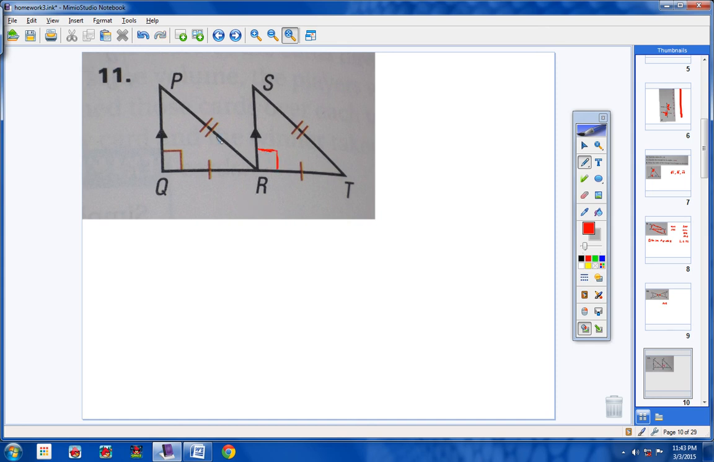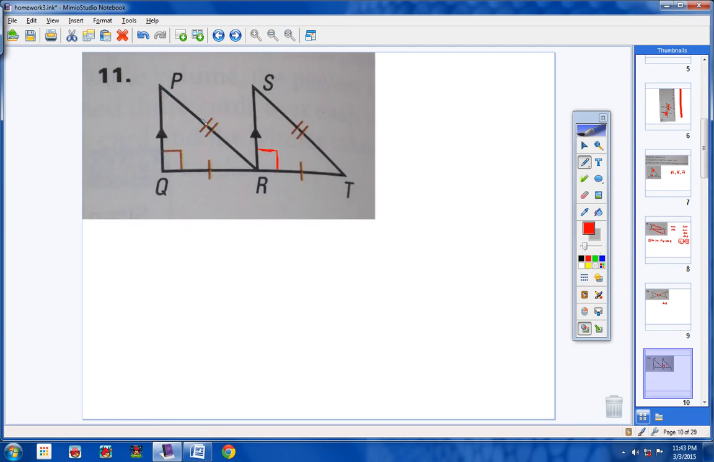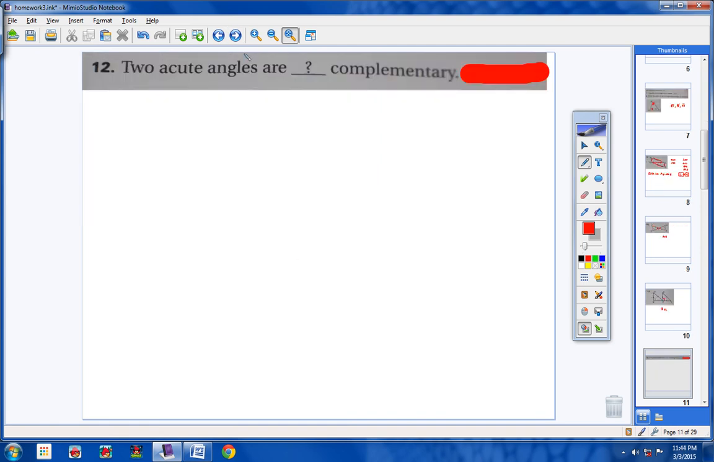Now look what I have in this right triangle. Let's go way back here. I told you guys, when you have a right triangle, if you have a hypotenuse and a leg of one triangle congruent to a hypotenuse and leg of another triangle, the two triangles are congruent. Well, look, I have a hypotenuse here congruent to a hypotenuse here, and I have a leg here congruent to a leg here. So I have one right triangle here and one right triangle here, and they have a hypotenuse and leg congruent to a hypotenuse and leg. So yes, these two triangles are congruent by hypotenuse leg. All right. Okay, number 12.